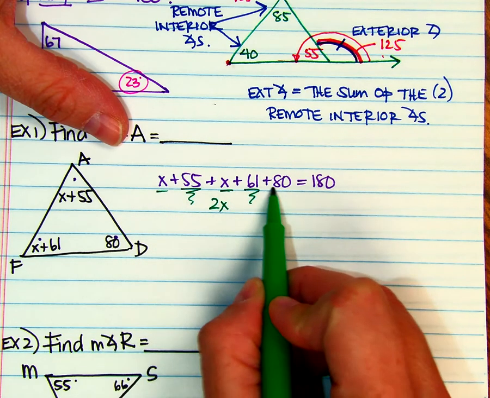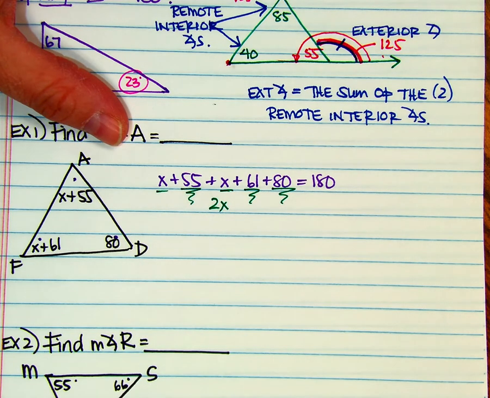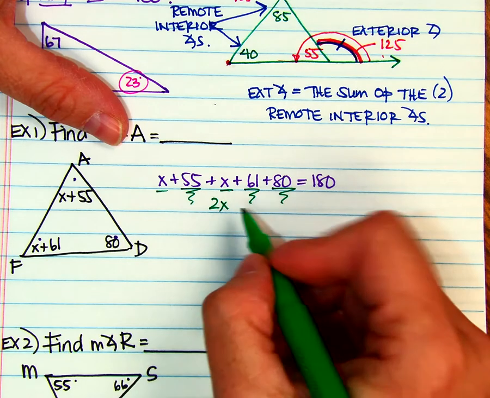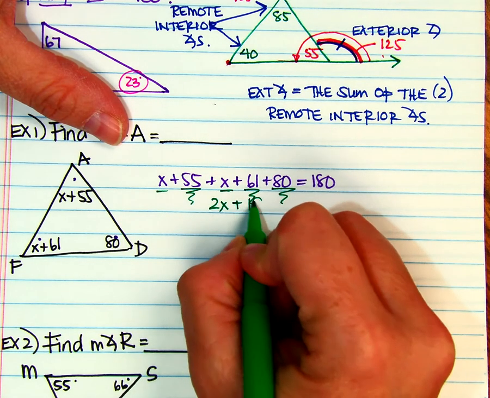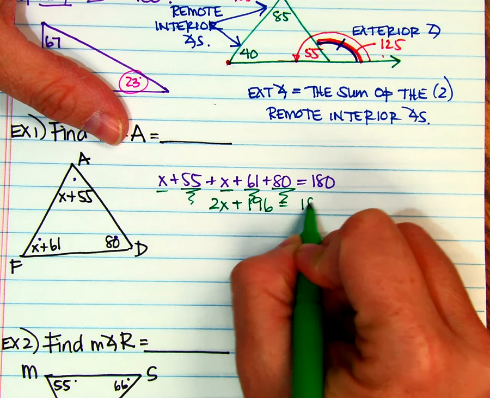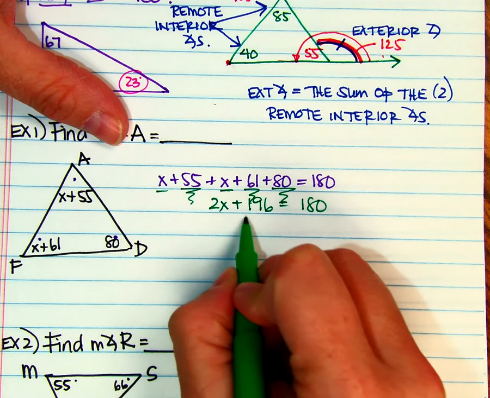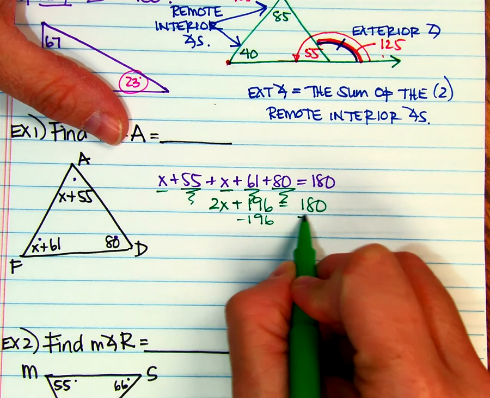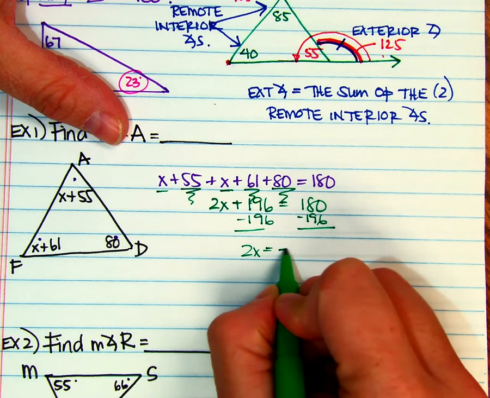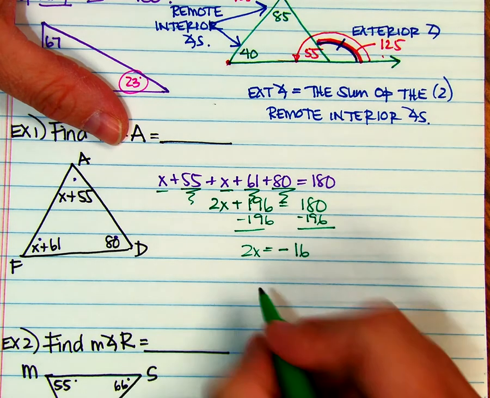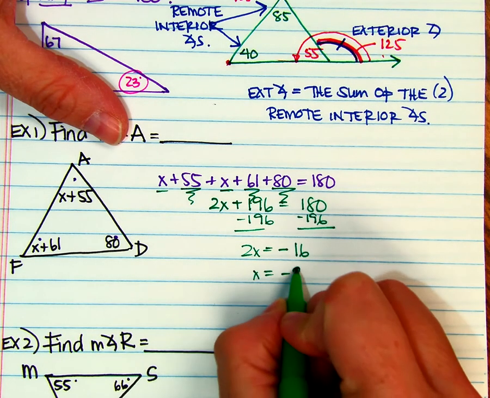55 plus 61 plus 80. I'm going to go ahead and add that. And I get 196. Has to equal 180. Subtract 196 on both sides. And get 2x equals negative 16. So x equals negative 8.